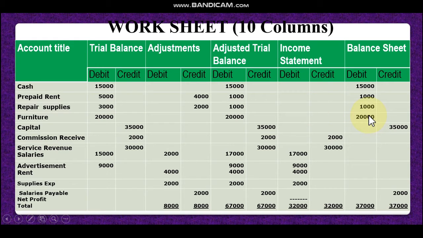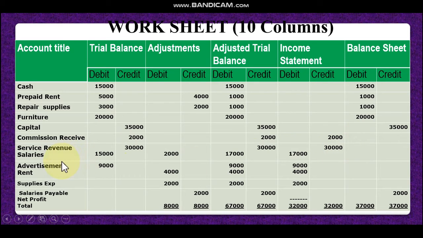Now capital, you know that capital is equity, so it will be on the credit side of the balance sheet. Then commission receipt, this is our income, so it will be on the income side. Service revenue, this is also income, so it will be on the income side.